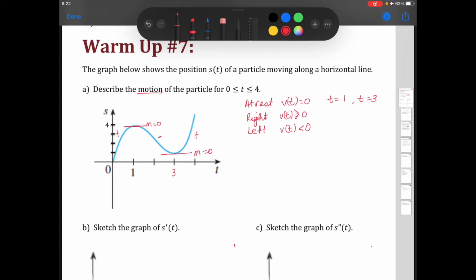So it's moving right from 0 to 1. And where else was the slope positive? From 3 to 4. And it's moving left from 1 to 3. So that's the motion of your particle.